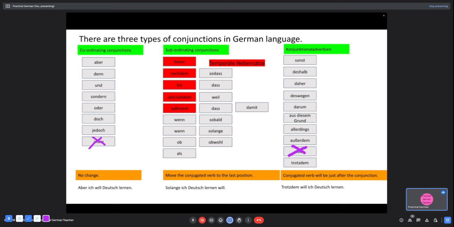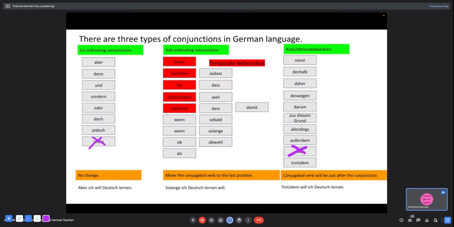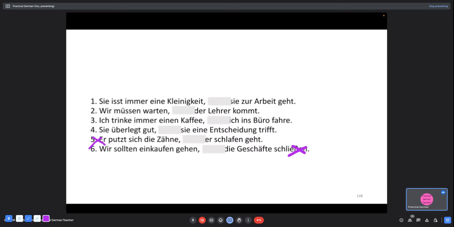So you understand the grammar, you understand the meaning. Let's do some exercises or play the game. Tell me when to use which one. Here you can read these sentences, right? I will go back again. So before, nachdem, bis, seit or seitdem, während. You have to fill in the blanks for me. Anybody can unmute and answer.